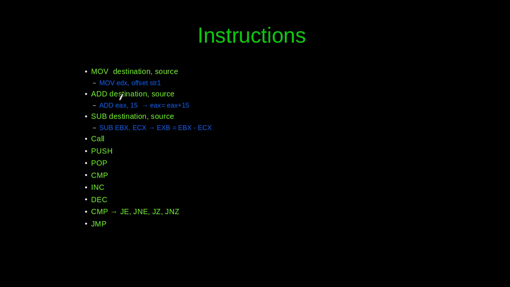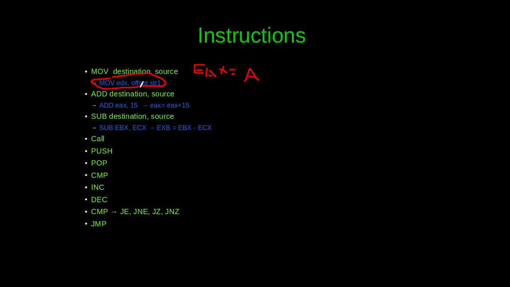Some of the instructions that we're going to be using: move source, let's say A for example, to destination EAX. So it's like saying EAX equals A. We're just moving A to EAX. For example, we've all done this in the first program.